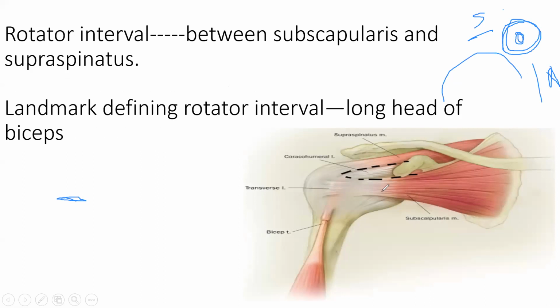So you see this figure. This is superior, and this is anterior. Anteriorly it is the subscapularis, the anterior part of the shoulder. Superiorly it is the supraspinatus. In between the supraspinatus and subscapularis is the coracoid process. The coracoid process is very subcutaneous, so you can feel the coracoid by yourself. Just beside the coracoid process is this interval.